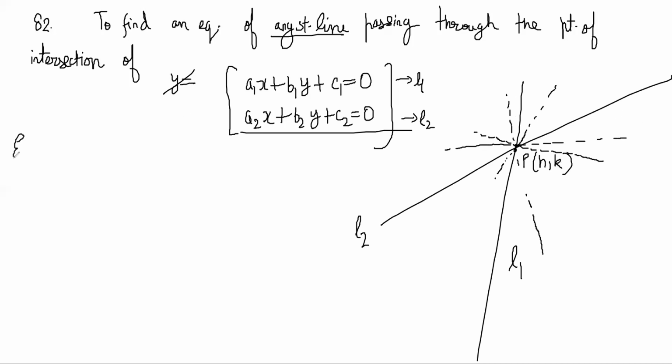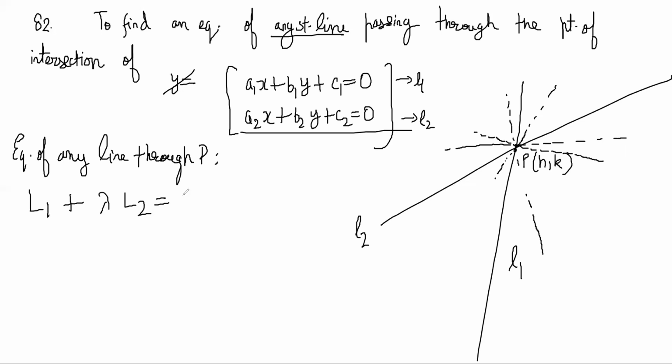So he's saying the equation of any line through P can be written as L1 plus lambda L2 is equal to 0, where lambda is a constant. Now let's try to understand why this is true. So the equation of any line through P is equal to this. Why is this true?